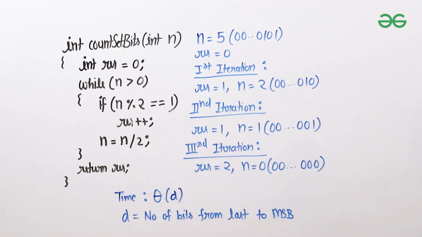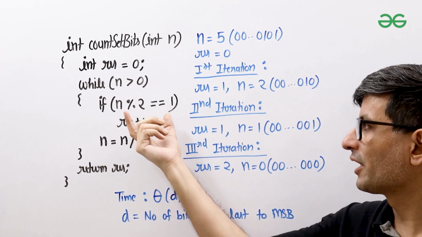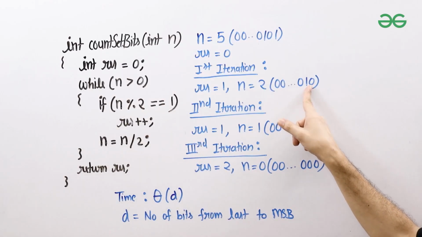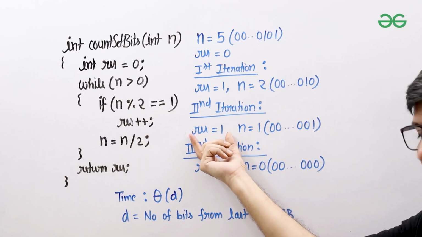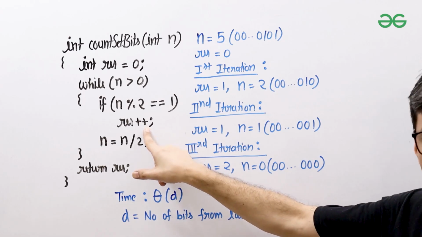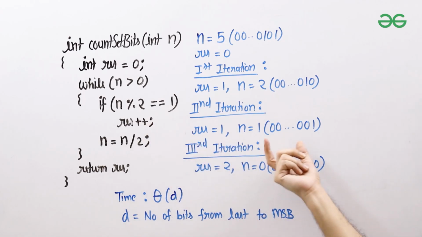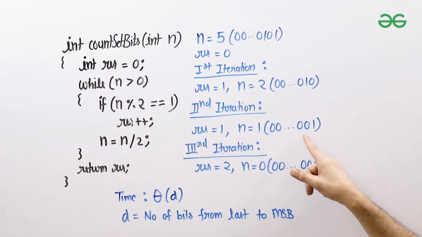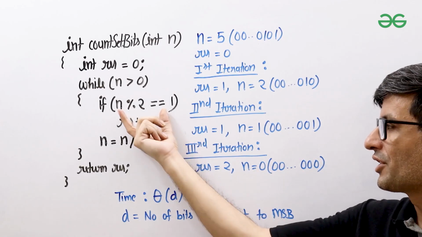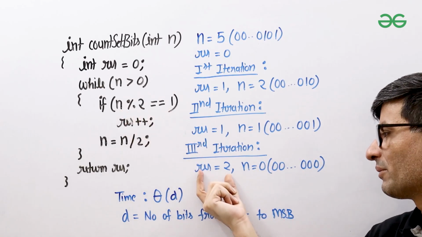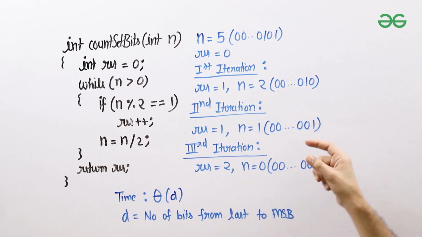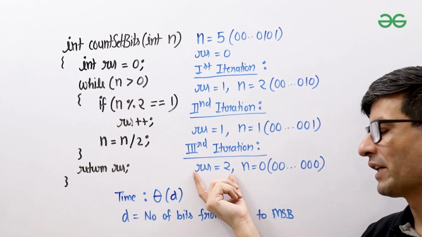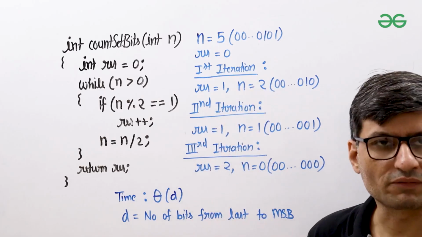Now in the second iteration, we again check the same thing, whether the last bit is set or not. This time the last bit is not set. So we are going to keep the result as it is. We are not going to increment the result. And we are going to change n equal to n / 2. And the second last bit goes to the last position now. Now in the third iteration, we check if the last bit is set, our result becomes 2, and n becomes 0, because the second last bit goes to the last bit position. So we finally have result as 2, which is the number of set bits in 5.